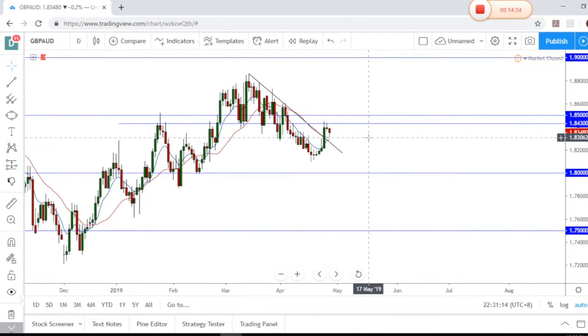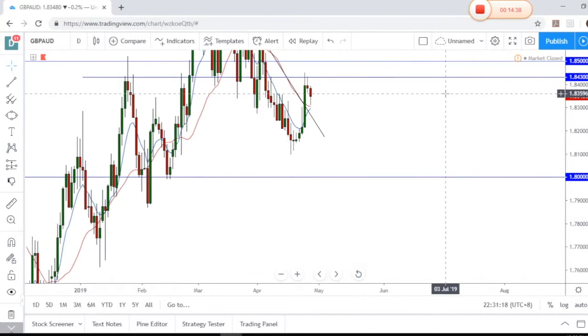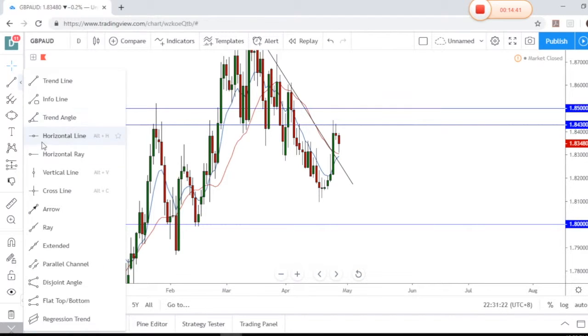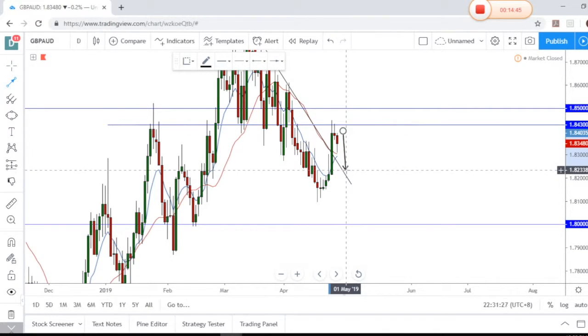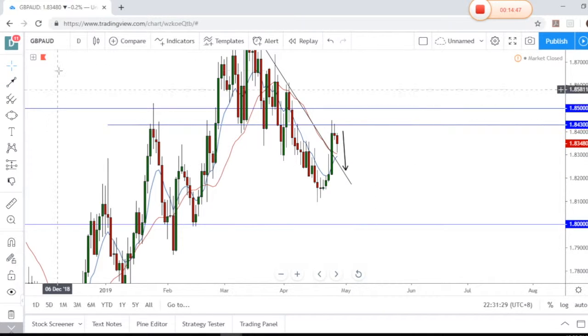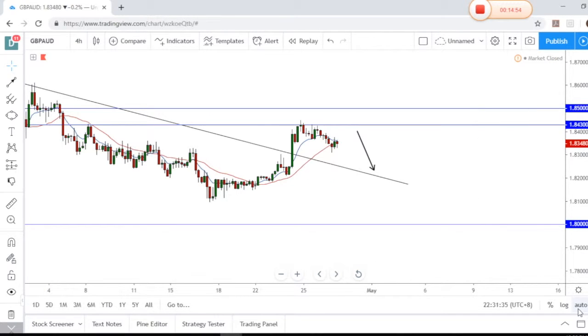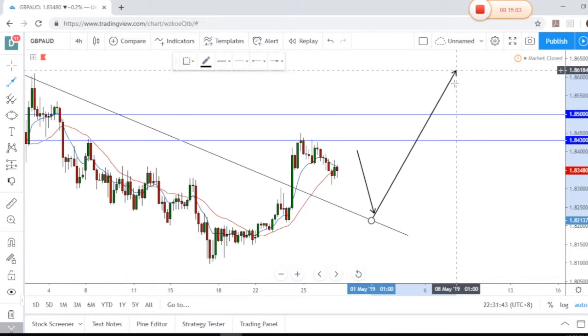So what I'm going to expect from this pair is, now that we are trading on the right shoulder, that the price will retest back on the trend line. If the price manages to hold above the trend line, we may see the price push even higher in the future.